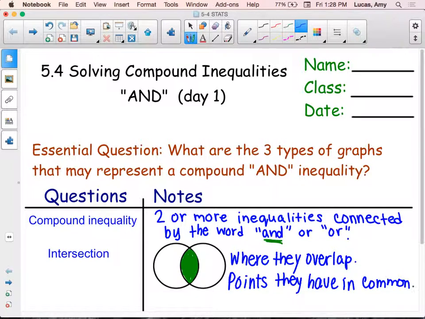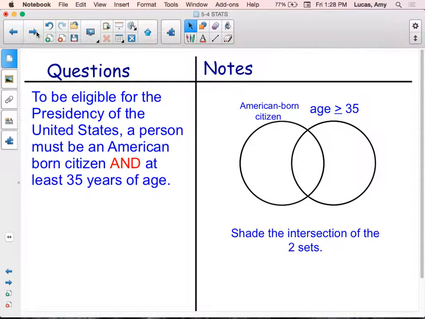So that's what we're going to be looking for with our inequalities today. Where do they overlap? What points do they have in common? So intersection, because we've got a connecting word of and. Here's another example of using that connecting word and to just get you thinking about real life. To be eligible for the presidency of the United States, a person must be an American-born citizen and at least 35 years of age. So that connecting word and means that you have to meet both of those requirements.